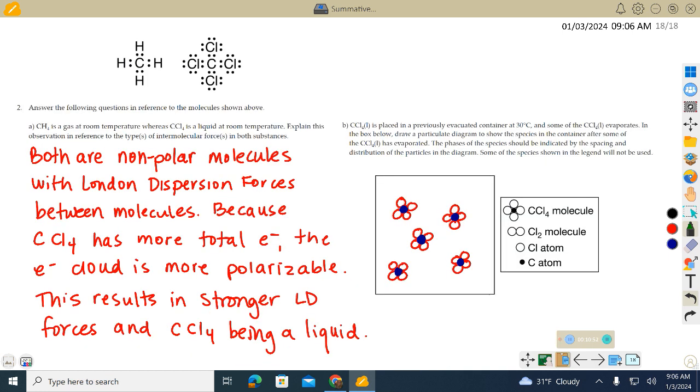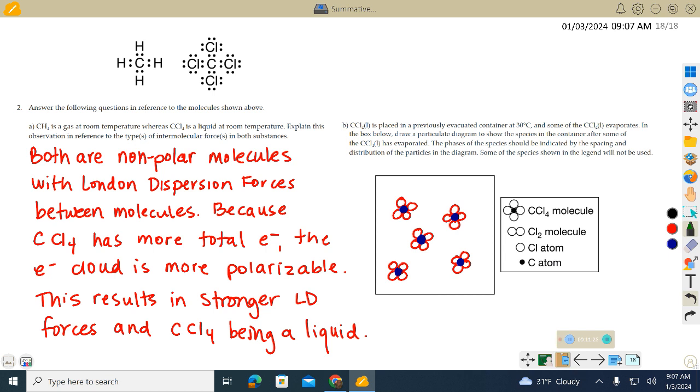And the last one, number 2. I've got 2 non-polar molecules. CH4 is a gas at room temperature, whereas the carbon tetrachloride is a liquid at room temperature. Explain this observation in reference to the types of intermolecular forces in both substances. Well, again, they're both non-polar, so they're both just going to have weak London dispersion forces. But because the carbon tetrachloride is a liquid, the attraction must be a little stronger. The London forces are stronger.